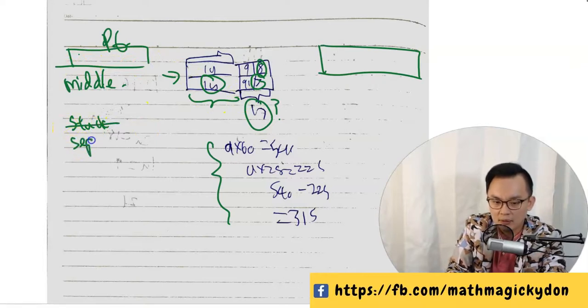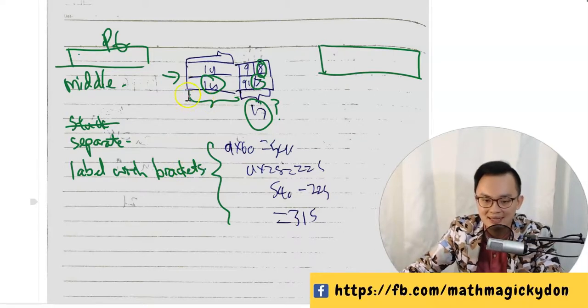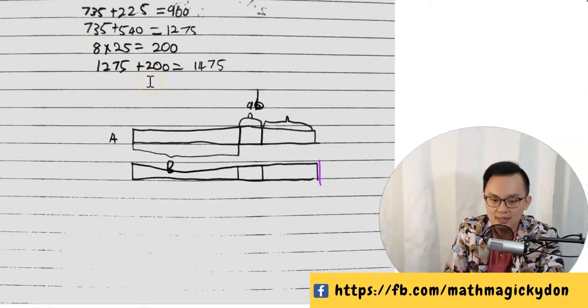Separate the models and also label them with the brackets. Okay, don't label inside. It's easy to make careless mistakes. So this is also the same question for primary 6. I'm going to go through this question later and you all can see what it means.